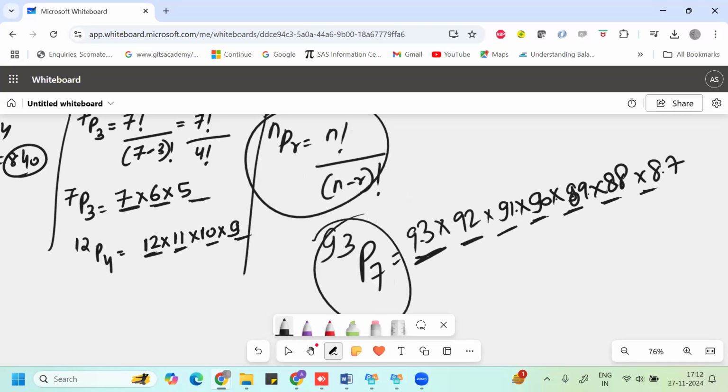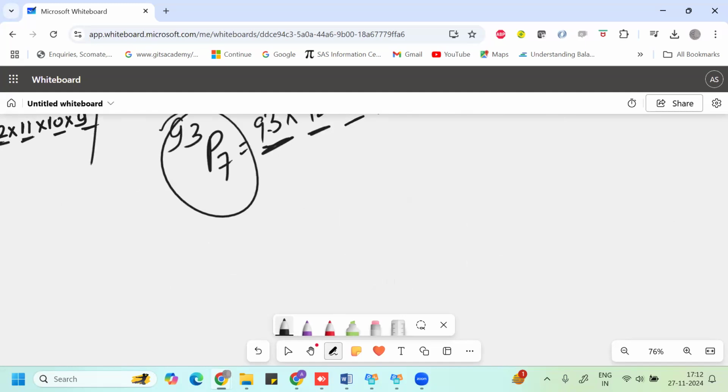So if you're getting the P form, write like this. Okay, so if I'm asking you what is 93P5, you understood. If I'm writing 93C5, what is the formula? Formula is n factorial by r factorial into n minus r factorial. If you apply the formula and all, it will take a lot of your time.